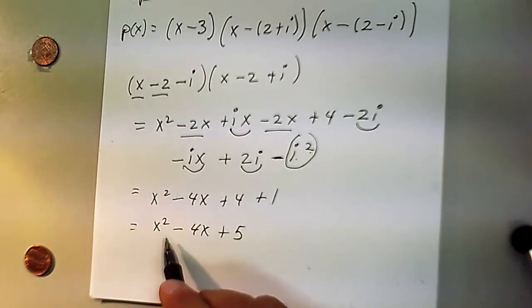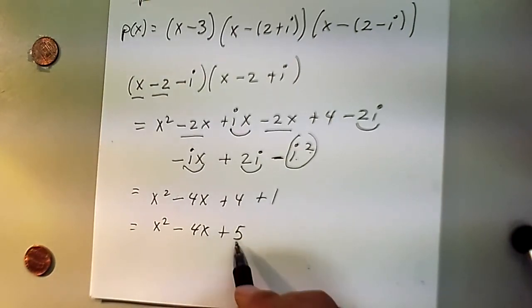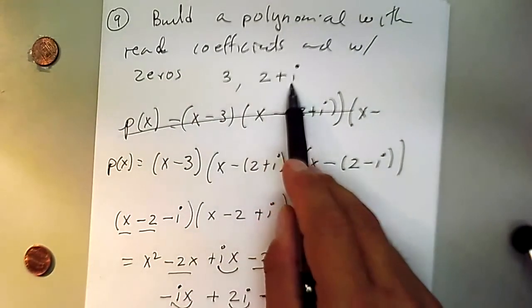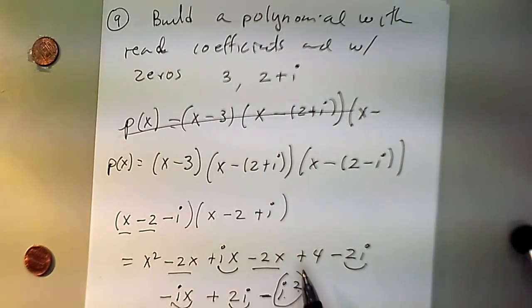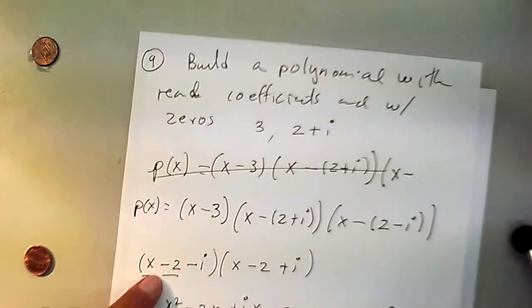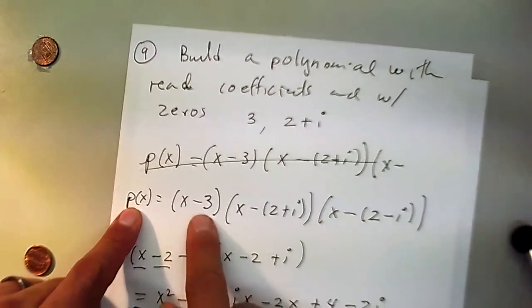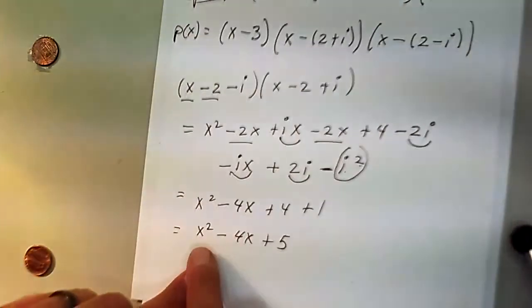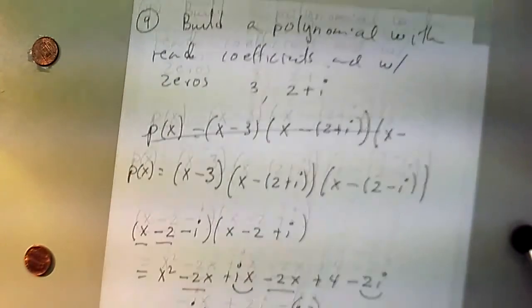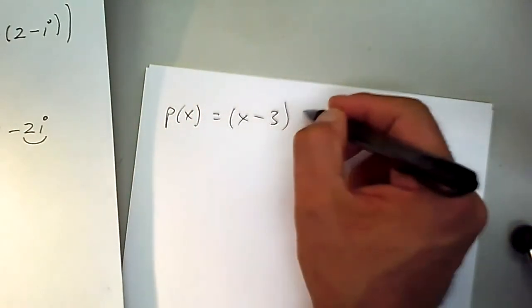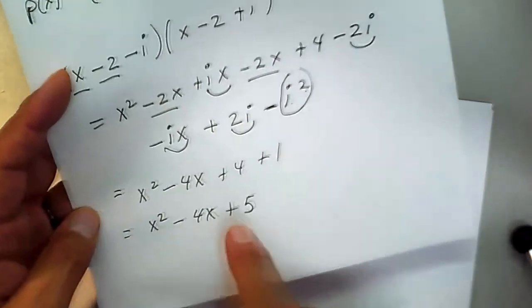Okay. So this polynomial has complex zeros, 2 plus i and 2 minus i. Now that's not the answer yet. The polynomial is x minus 3 times those two, but we just figured out that the product of those two is x squared minus 4x plus 5. So p of x is x minus 3 times x squared minus 4x plus 5.